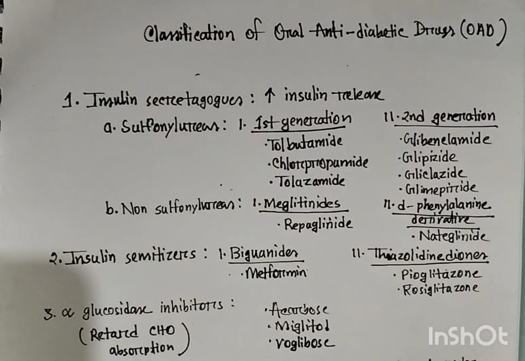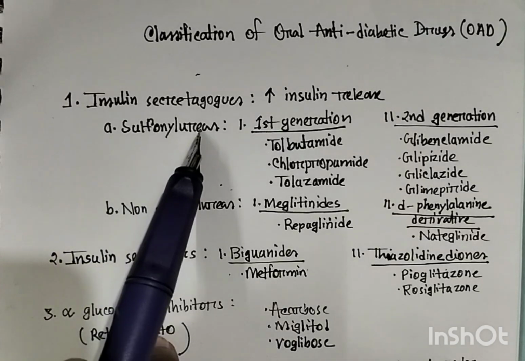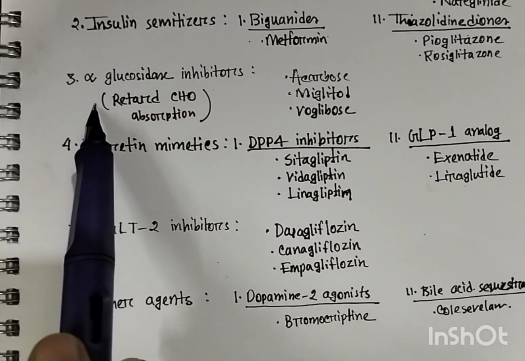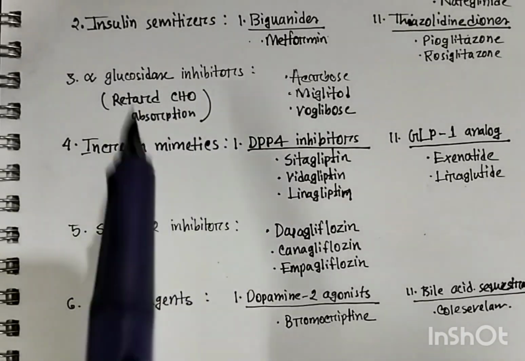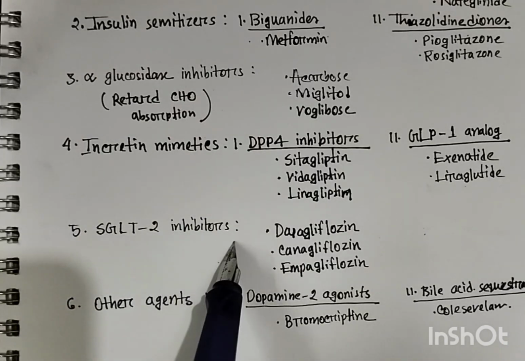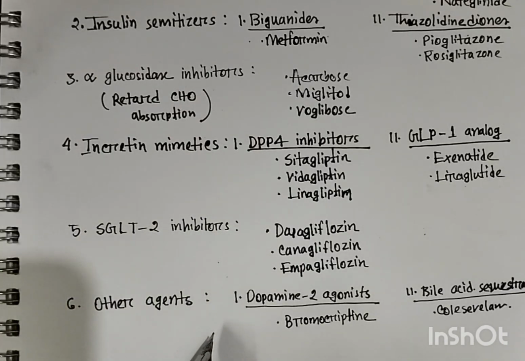Today we will try to learn about the classification of oral antidiabetic drugs. In this video we are categorizing them according to their mechanism of action. There are 6 categories of oral antidiabetic drugs: insulin secretagogues, insulin sensitizers, alpha glucosidase inhibitors, incretin mimetics, SGLT2 inhibitors, and some other agents.